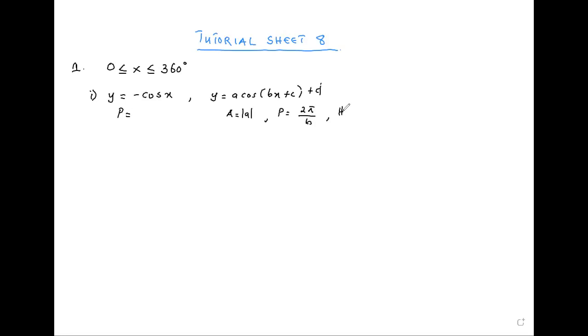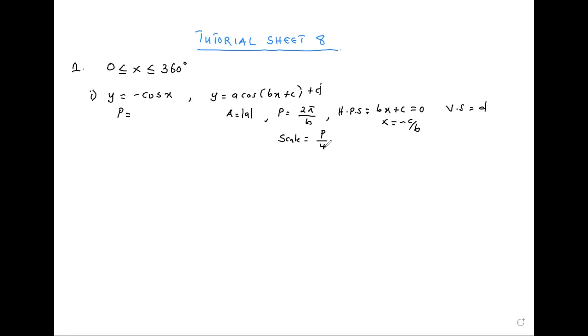The horizontal phase shift is obtained by equating bx plus c to 0 and solving for x, which is negative c over b. The vertical shift is d. So to have an easy sketch, after you get your period, you also obtain its scale, where you divide the whole period by 4. And then now you're able to sketch using that.